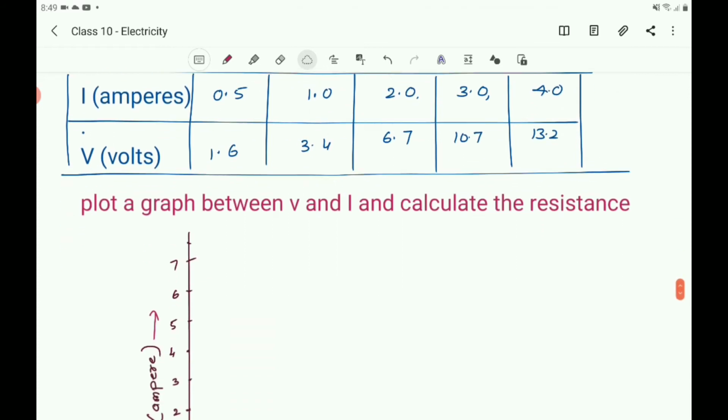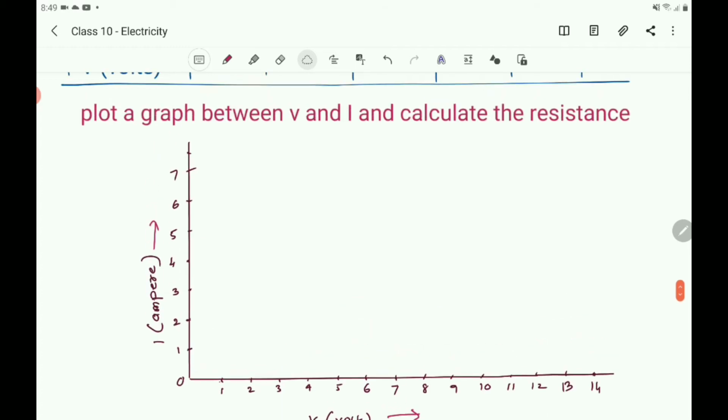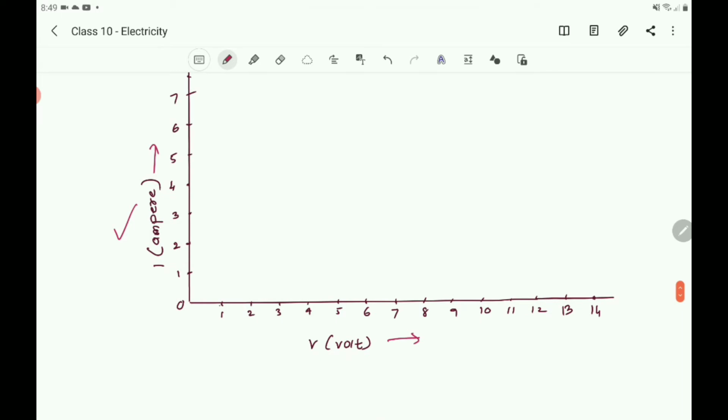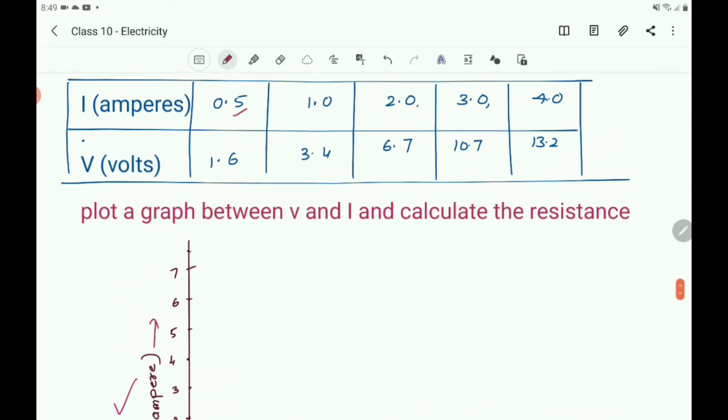Now let us draw the graph here. Here voltage is taken on the x-axis and current is taken on the y-axis. And here let us take the first. Current is 0.5 and V is 1.6.